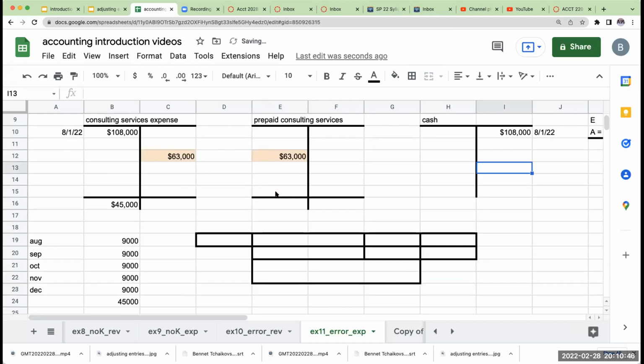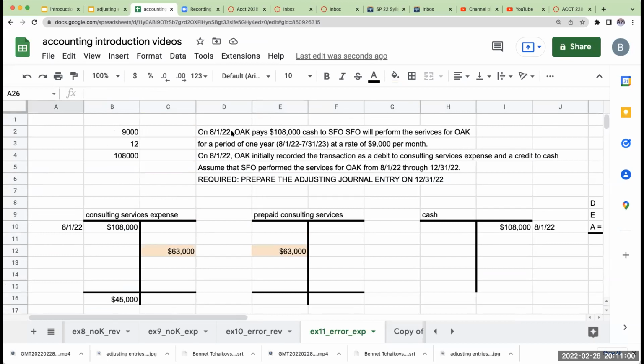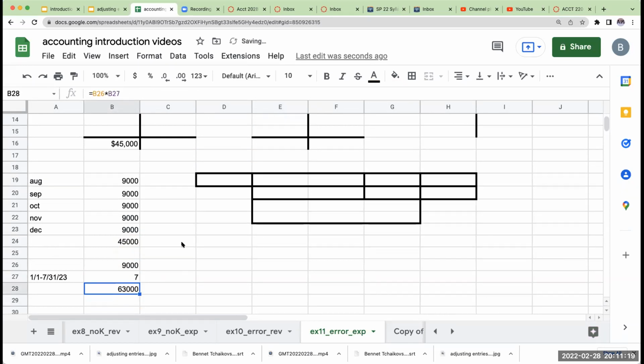Now, the other part of this is we know that this is correct because I've gotten down to my 45. This is what I used, and this is the amount of the adjustment. Now, the big question is, does this reflect the future amount of services we are to receive? I paid for a total of 12 months. I used 5 up. That means I have 7 months remaining, right? So 7 months, January 1st through July 31st of 23. When I multiply 9,000 by 7, I get 63,000.